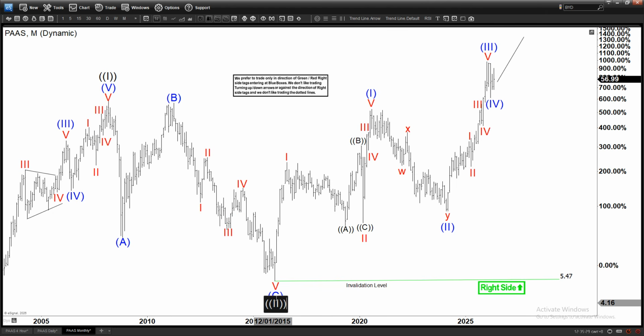Now we completed this wave 2. This is a major low here, so we can call it a grand super cycle or super cycle low at 547, and we then extended higher and made a new high.